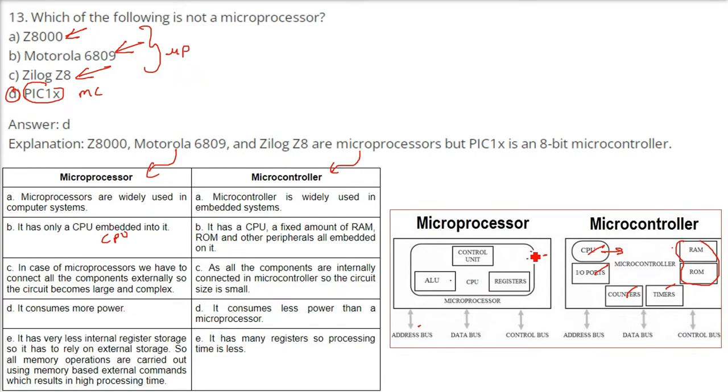A microprocessor has very little internal register storage. For example, in the 8085, we have just B, C, D, E, H, L. So it has to rely on external storage. All the memory operations are carried out using memory-based external commands, which results in high processing time. Because a microcontroller has everything embedded, it has many registers also, so processing time is less. So this is the difference between a microprocessor and a microcontroller. These A, B, C options are microprocessors. The last one is the microcontroller. I hope you got the difference between these two.